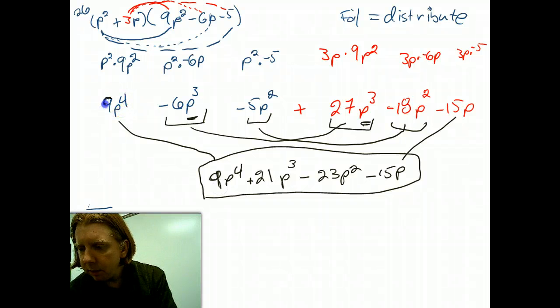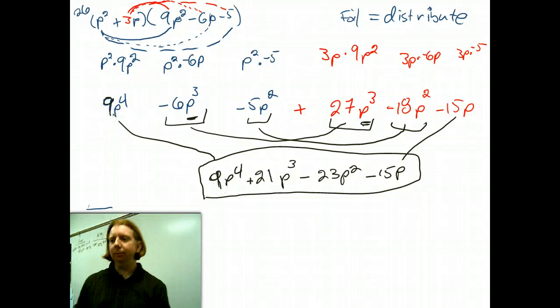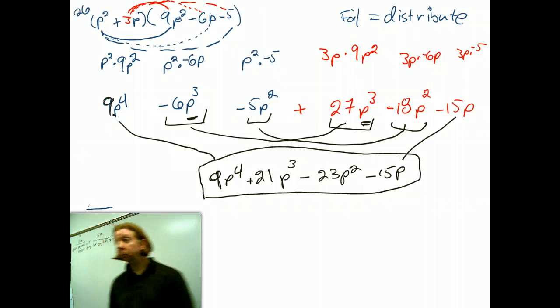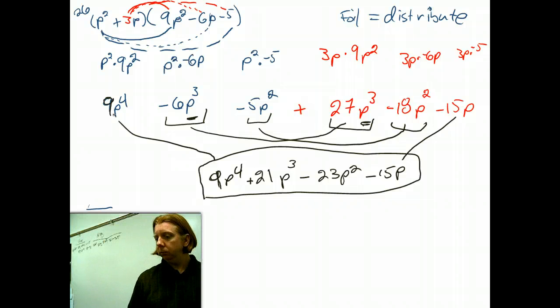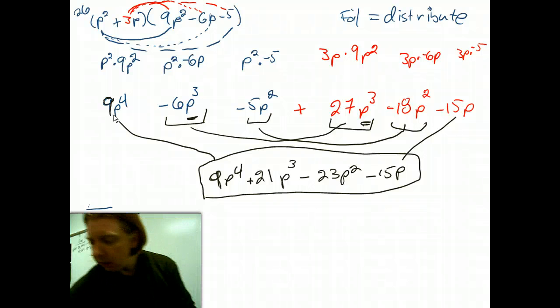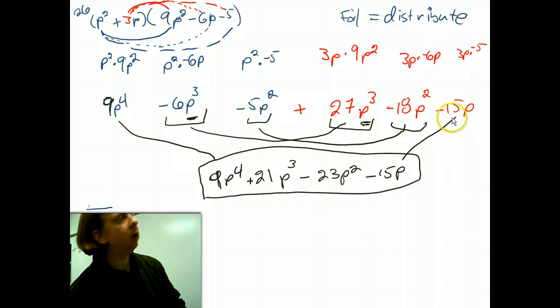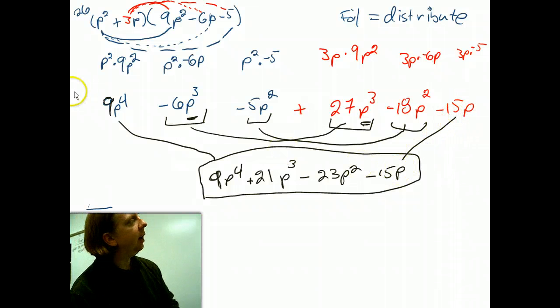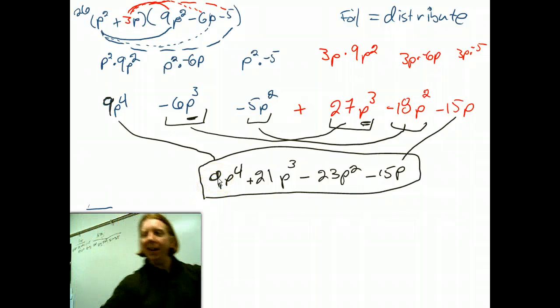Joshua, you're getting really good at that thing. Thanks. Wait, I don't understand how you combined the 9p to the fourth and the negative 15. I didn't. They didn't get combined with anybody. There was nobody to combine them with. So the minus 15p over here just comes down, and the 9p to the fourth just comes down, because there's nobody to combine them with.